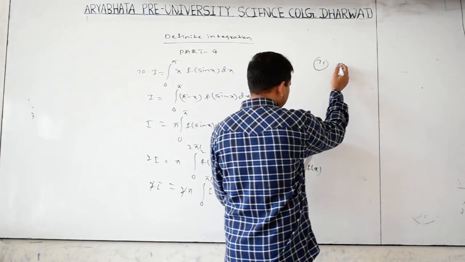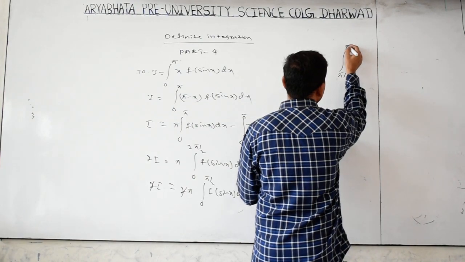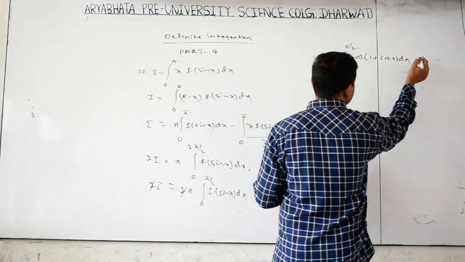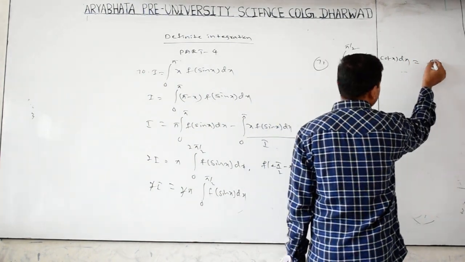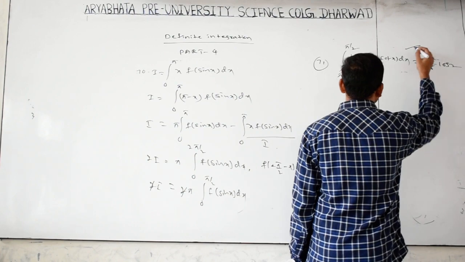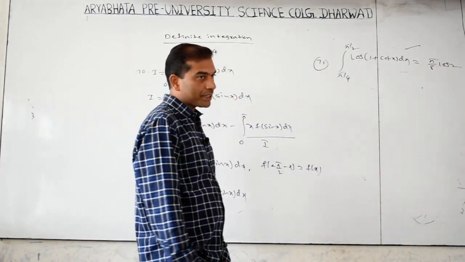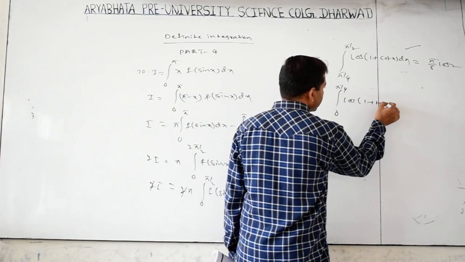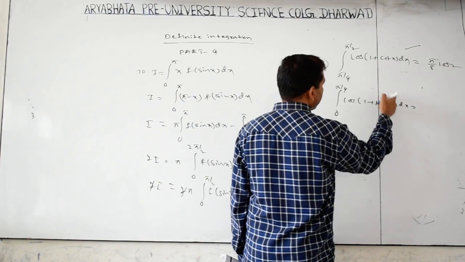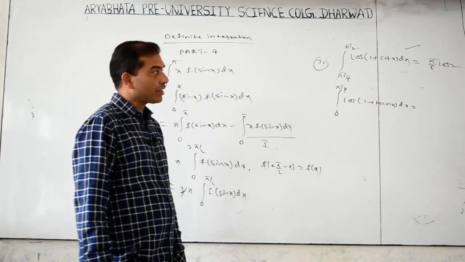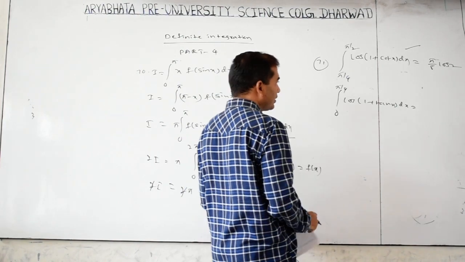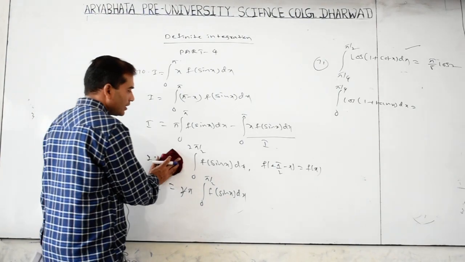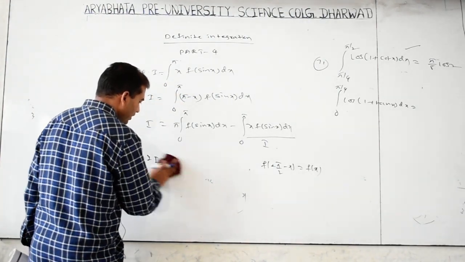Next, 71: integration from pi by 4 to pi by 2 of log of 1 plus cot x dx. This is a standard formula. The answer is pi by 8 log 2. It is a standard result. 0 to pi by 4 of log of 1 plus cot x, and 0 to pi by 4 of log of 1 plus tan x dx, this value is also the same. Both are very, very important, and any one of them is an expected question. From standard results, any one is compulsory that they ask in the CET.